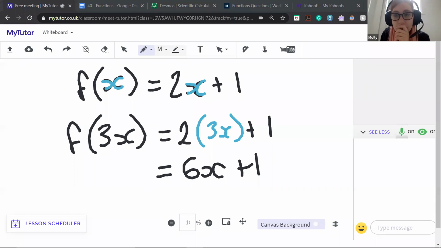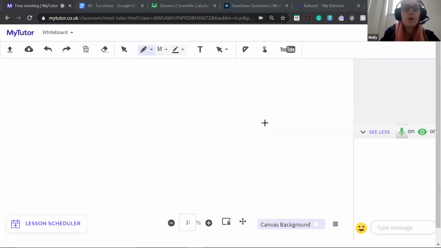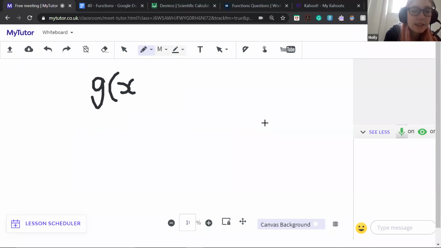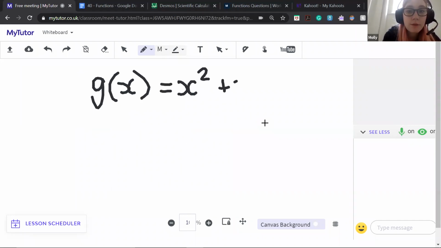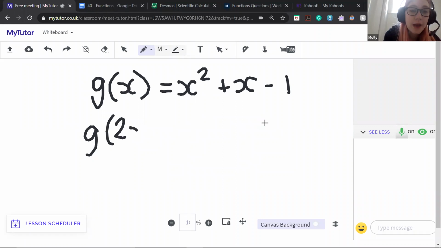So yeah, hopefully that makes sense. Do let me know if it doesn't. I can try to re-explain myself. Let's have a look at one like this. So let's say g of x is x squared plus x minus 1. What is g of 2x? What's that going to be?